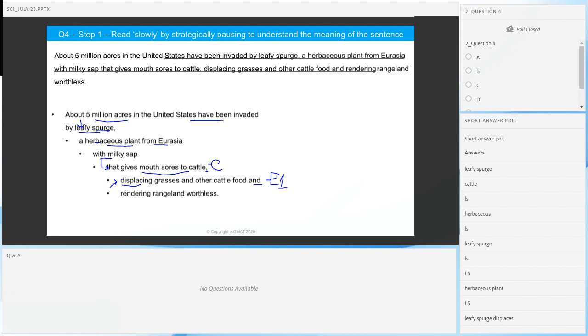Although the sentence doesn't say that, we know that from our common sense and from our visualization. So, going back to my question, is this cause and effect logical? Can milky sap result in displacing grasses and other cattle food by giving mouth sores? Do not miss that part, giving mouth sores. The cause is that the milky sap is giving mouth sores, and because of that, it is displacing grasses.